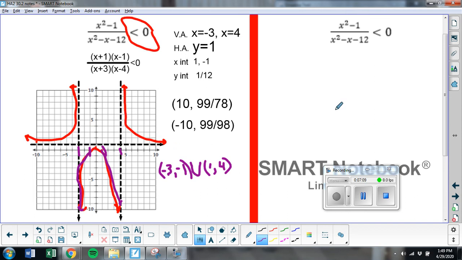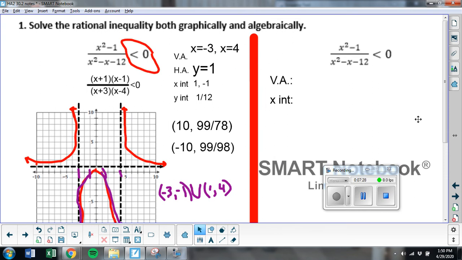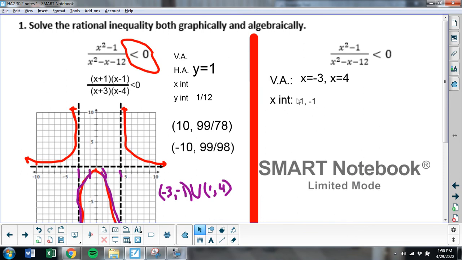Let's work on it algebraically now. For algebraically, you're going to just worry about your x values. So you're only going to find your vertical asymptotes and your x-intercepts, which I'm not going to make you redo. But if you hadn't done this left side, you would have to do that. Once you have those, you're going to make a number line with these values. However many values you have, make a number line and put them in order. So negative 3 is the smallest, negative 1, 1, and 4.